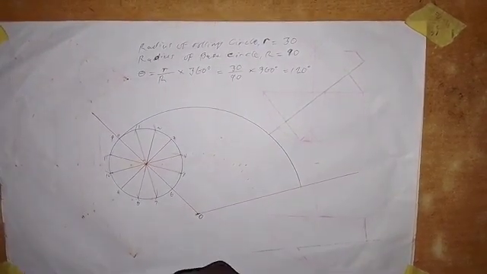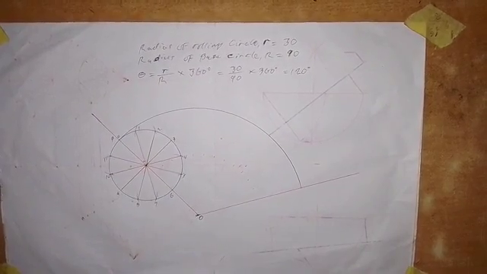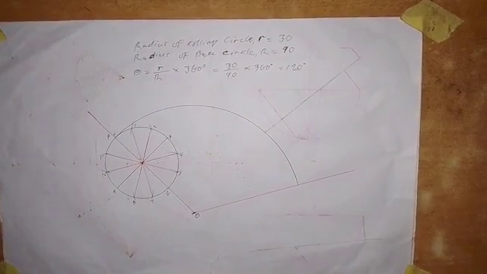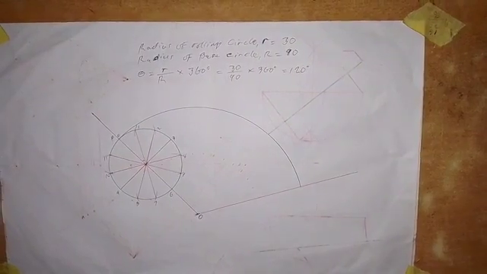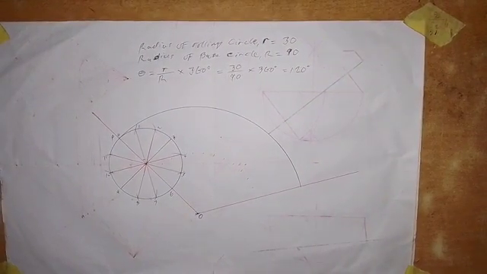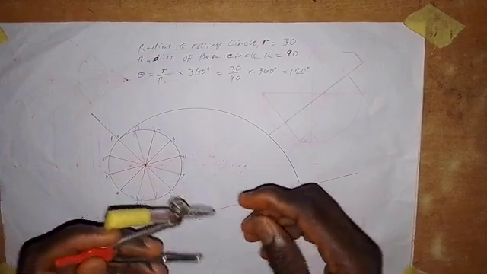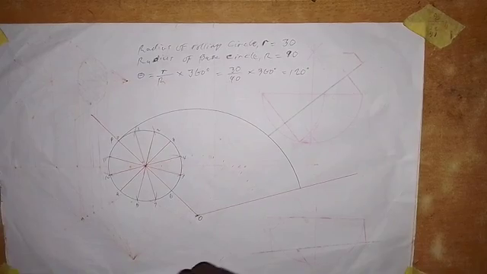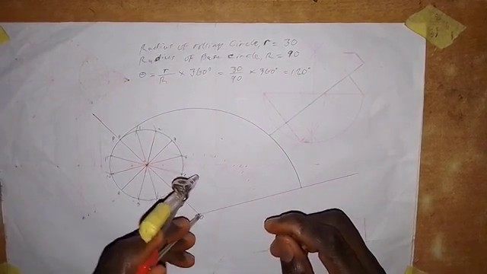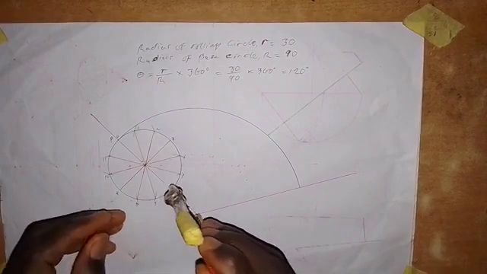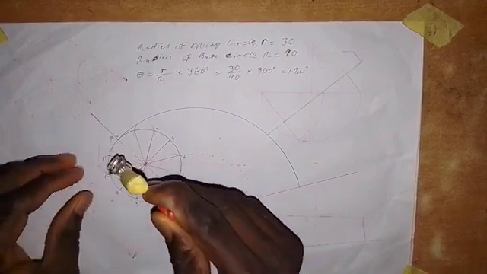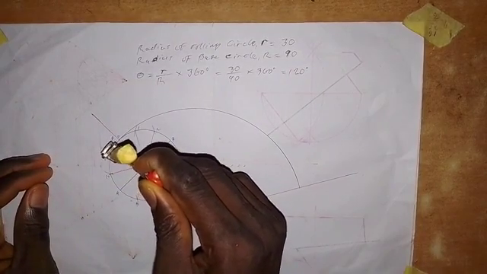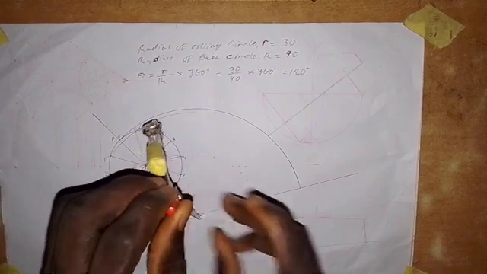Alright, so the next thing that we are going to do is to take our compass. Putting it at this point O here, I need to adjust it. So putting it at this point O, we extend it to 1 and 11. 11 and 1 are the same point on the circumference of the circle. Then we draw an arc like this.